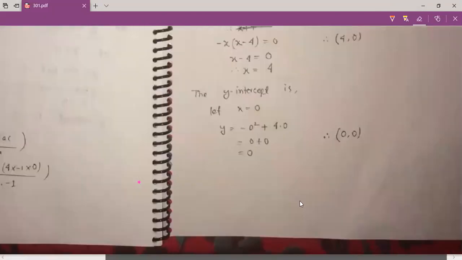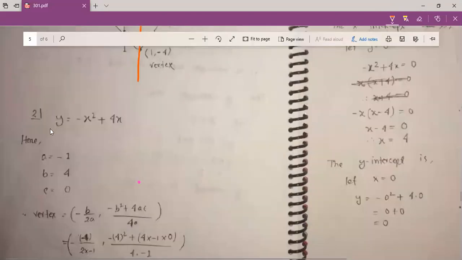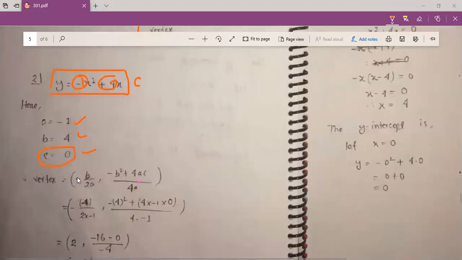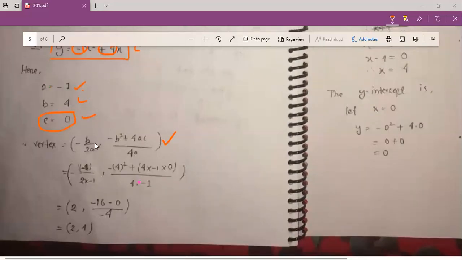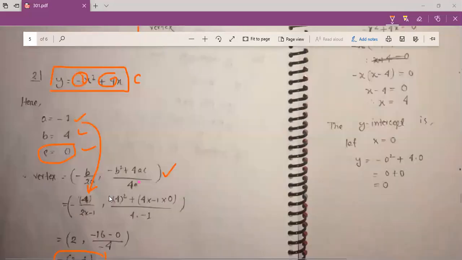So we have another equation here. We have y is equal to minus x square plus 4x. You can see here we do not have c, right? As we don't have c, the value of c will be 0. The value of a is minus 1, and the value of b is plus 4, okay? Now the vertex will be minus b by 2a, comma, minus b square plus 4ac by 4a. This is our vertex. So now we just input all these numbers here, and the vertex is 2, 4.